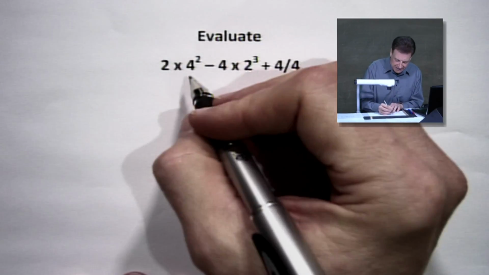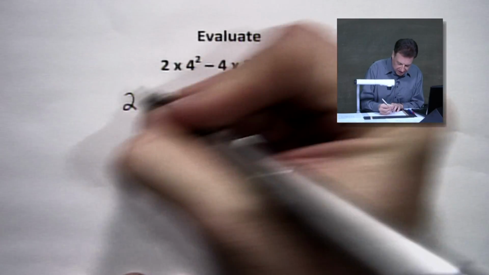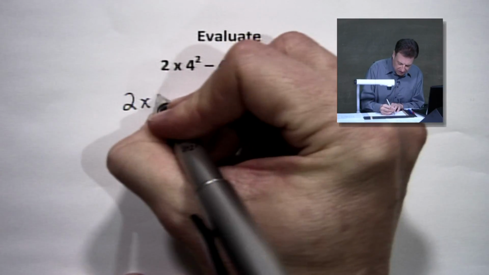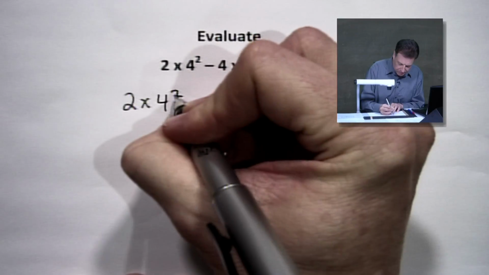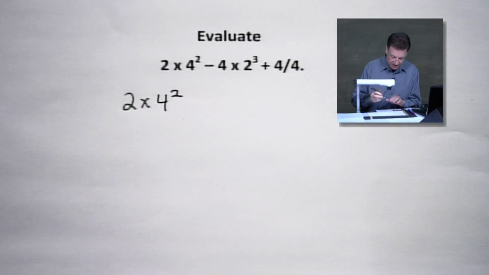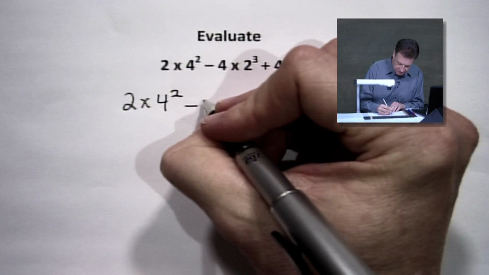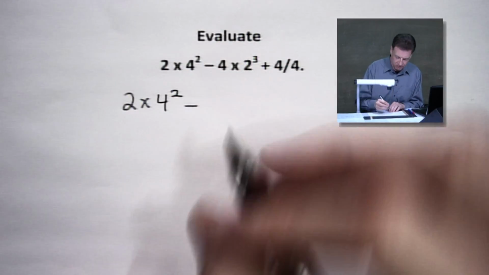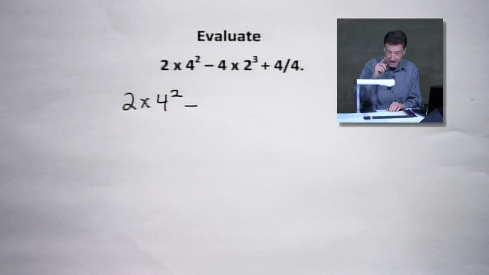What we want to do is analyze this problem. I'm going to rewrite it here, okay? So we've got 2 times, and we've got 4 to the second. That's important because, folks, 2 is an exponent. Sometimes we say 4 squared, all right? And we're going to multiply that times, nope, we're going to subtract eventually. But we're going to multiply by 2.